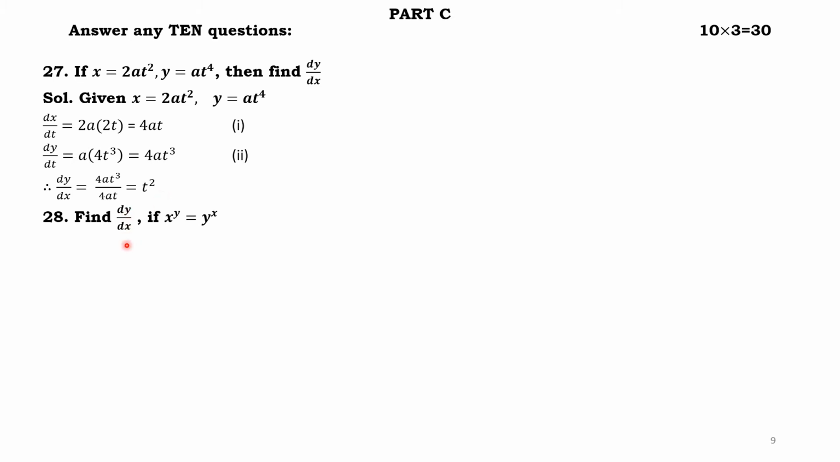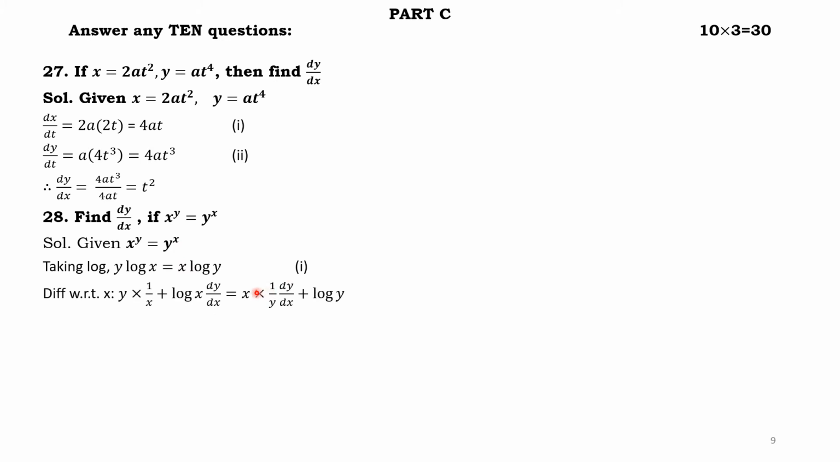Question number 28. Find dy by dx if x to the power of y is equal to y to the power of x. Given x to the power of y is equal to y to the power of x, therefore take log of both sides. So y log x is equal to x log y. Let it be equation 1.